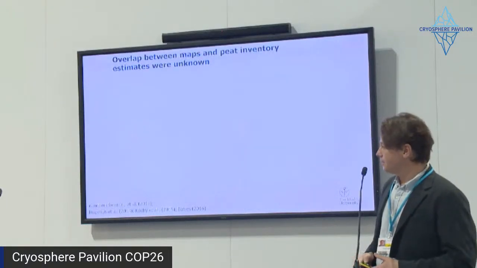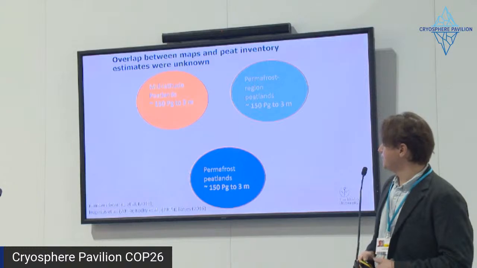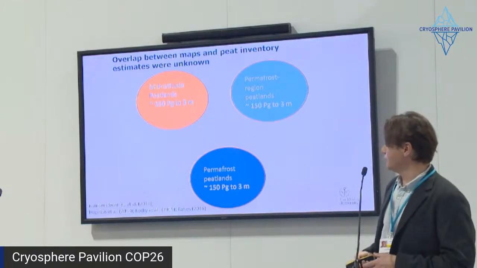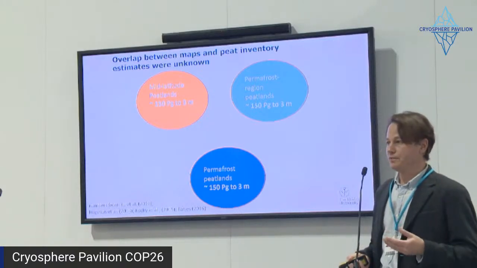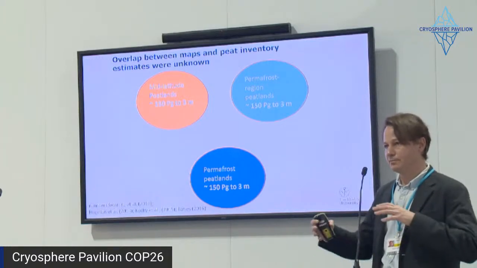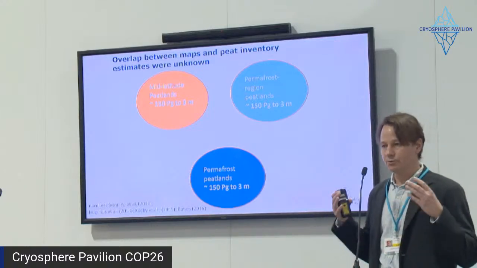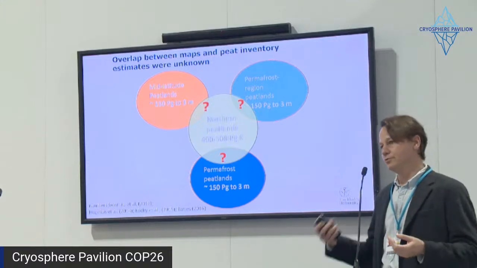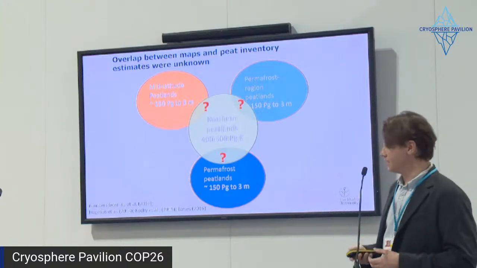So basically, before this recent study that I'm coming to, the overlap between maps of peatlands and peat inventory estimates was unknown. Based on soil maps, we had an idea that if we look just at northern peatlands, we had roughly 150 petagrams carbon in mid-latitude peatlands, roughly 150 petagrams carbon in permafrost region peatlands that were not frozen, so northern peatlands that were in a mosaic of the permafrost landscape but not actually frozen, and roughly 150 petagrams in peatlands that were really frozen. And then there were a lot of published estimates based on inventories saying that northern peatlands have between 400 and 500 petagrams carbon, but those inventories couldn't tell you if it was in permafrost or not, for instance. So there was a mismatch there and a lack of knowledge.